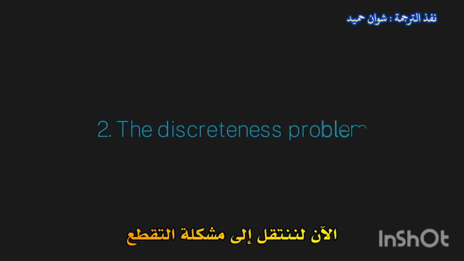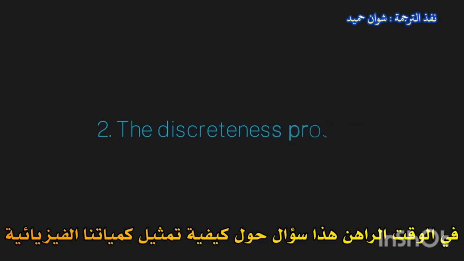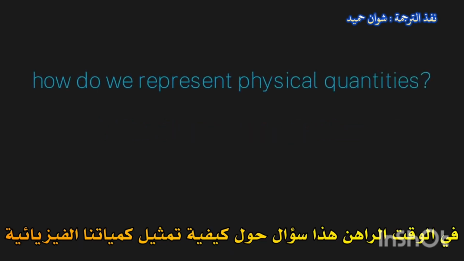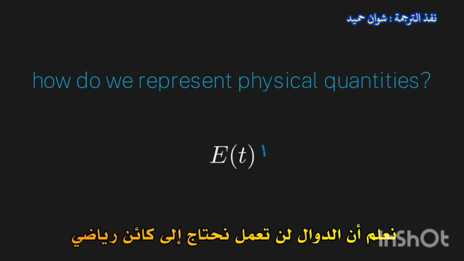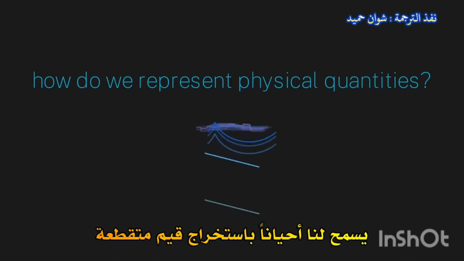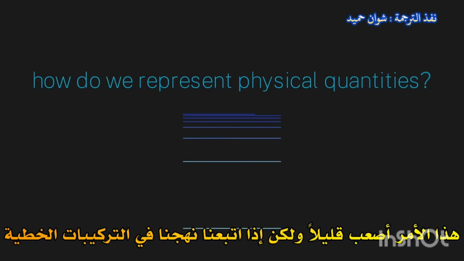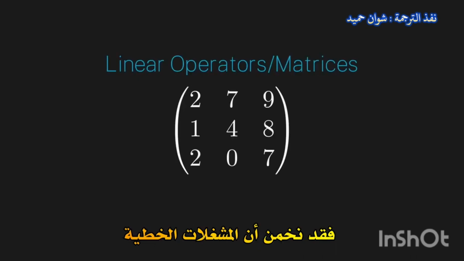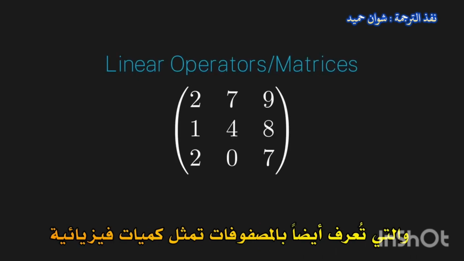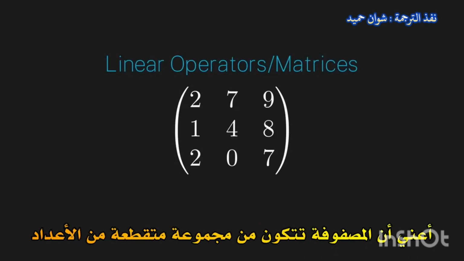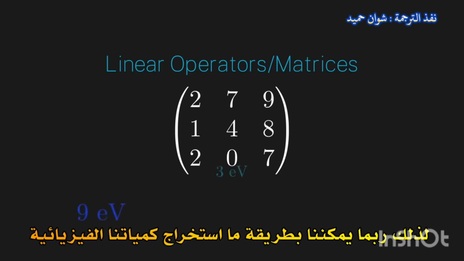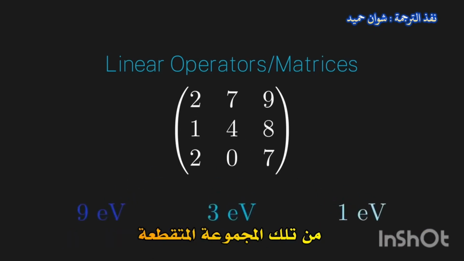Now let's move on to the discreteness problem. This is now a question about how we represent our physical quantities. We know that functions won't work. We need a mathematical object that allows us to sometimes extract discrete values. This is a little more difficult, but if we follow our lead on linear combinations, we may guess that maybe linear operators, aka matrices, represent physical quantities. I mean, a matrix consists of a discrete set of numbers, so maybe we can somehow extract our physical quantities from that discrete set.